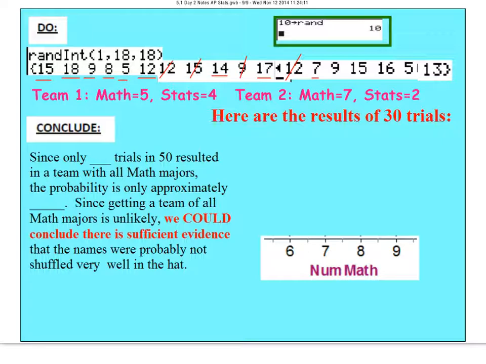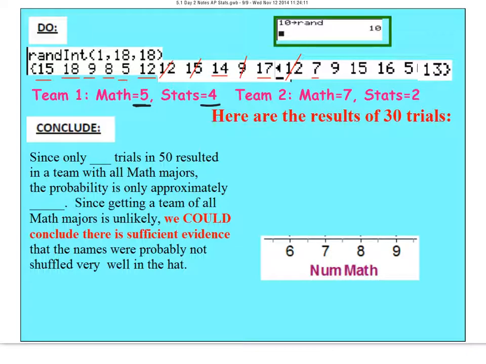So if we take a look at this, team 1, we have our first 9 players: 15, 18, 9, 8, 5, 12. Don't repeat 12. Don't repeat 15. 14. Don't repeat 9. 17, don't repeat 12, and 7. If you count these up, that gives us 5 people on the math, therefore there's 4 stats.